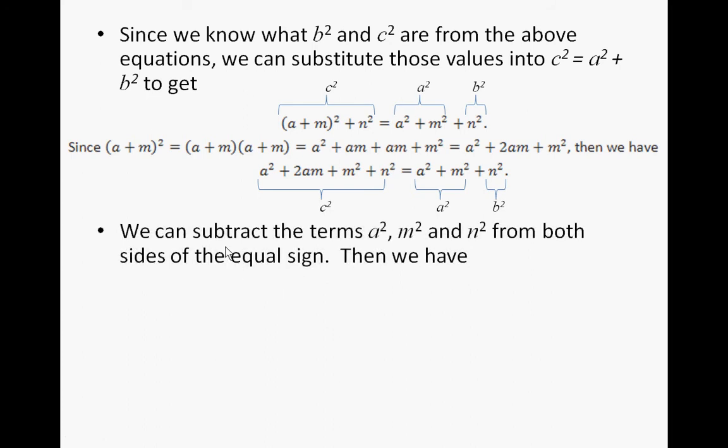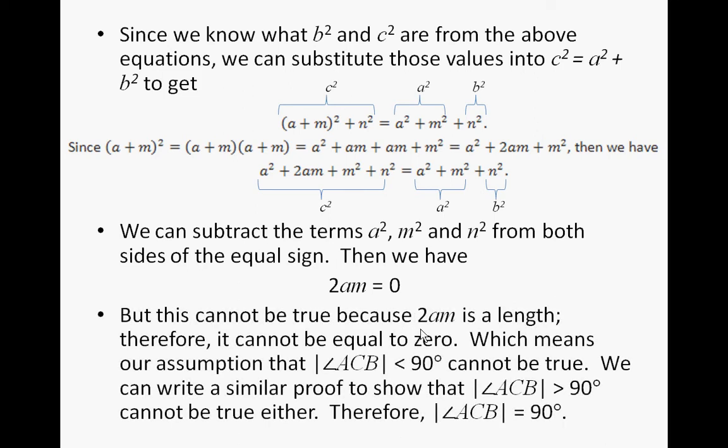So what we're going to do is subtract the terms a squared, m squared, and n squared from both sides of the equal sign. Notice that if we have the same thing on both sides, we can essentially take it out because they are equal to each other. That's the case of a squared and a squared, m squared and m squared, and n squared and n squared. If we do that, then we're left with the 2am here, but then we have nothing on this side, which is a 0. Well, that can't happen because 2am has to be a length. We can't have a length of 0.